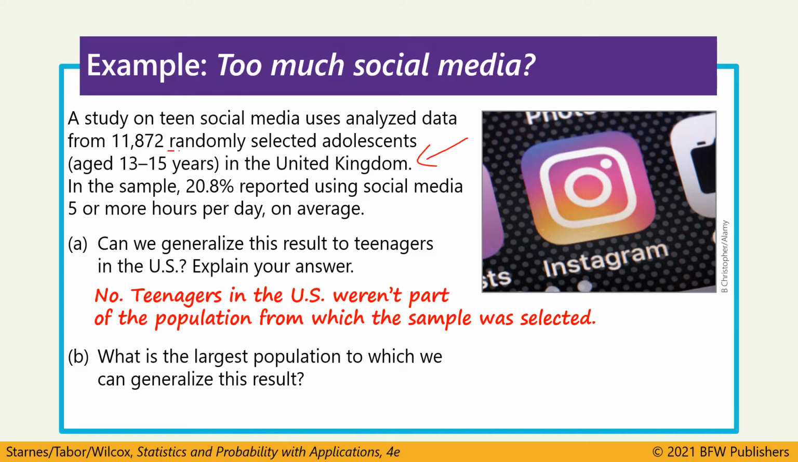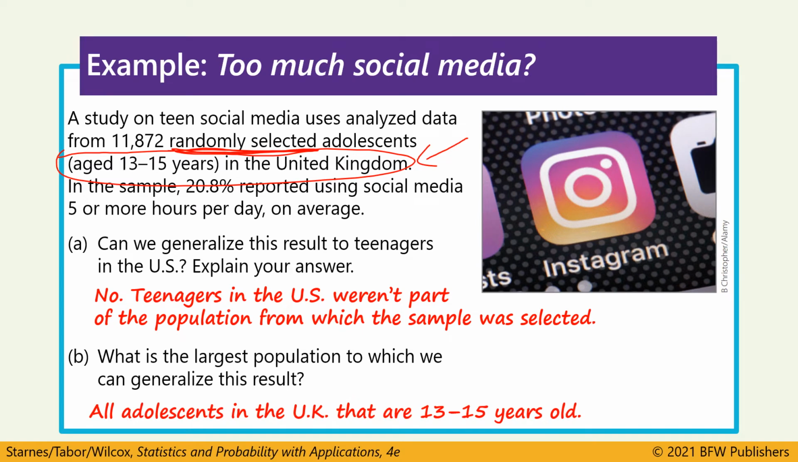Well, it is randomly selected. That's the thing that we look for. If it wasn't randomly selected, we can't apply it to anything. But since it is randomly selected, we can apply it to the population from which it's drawn. Okay, so we can apply it to adolescents in the United Kingdom that are between 13 and 15 years old.